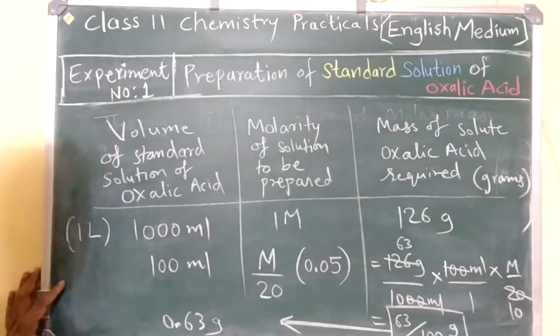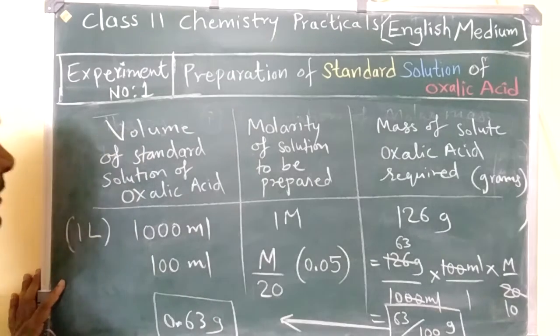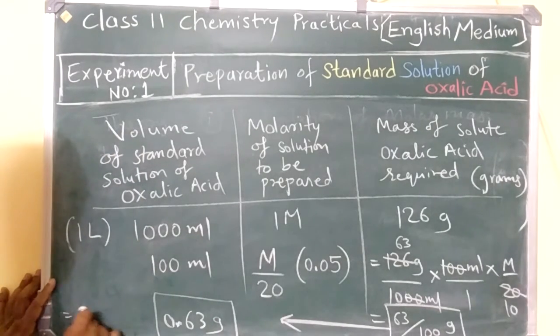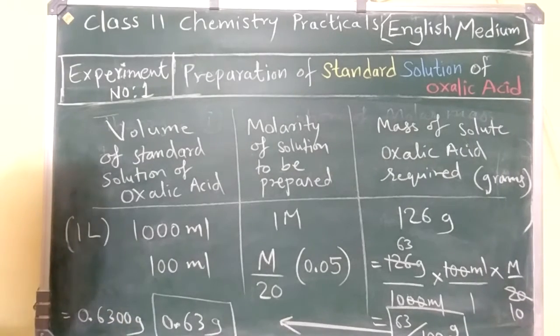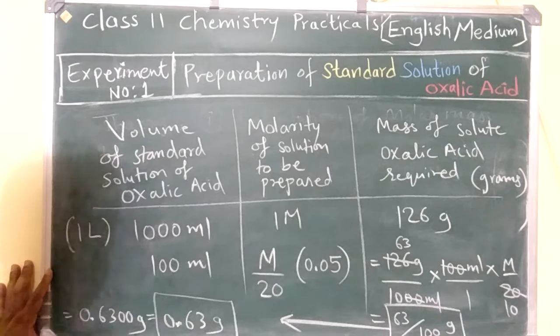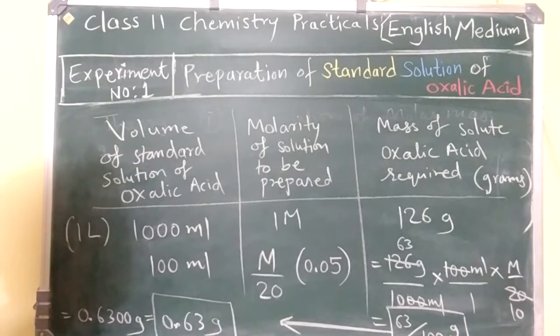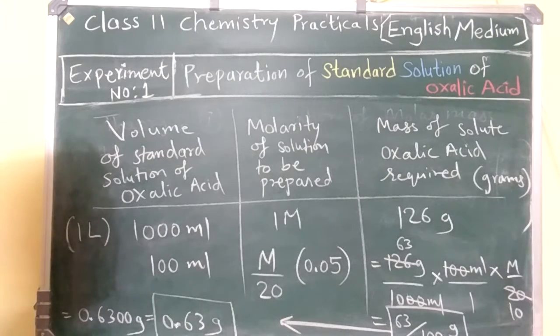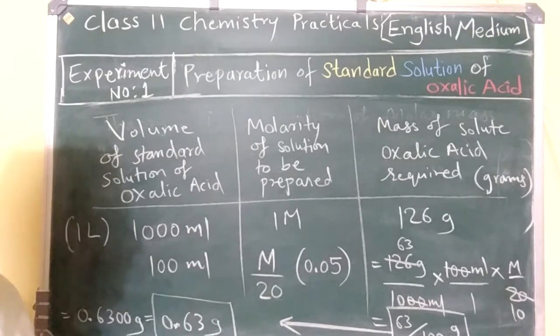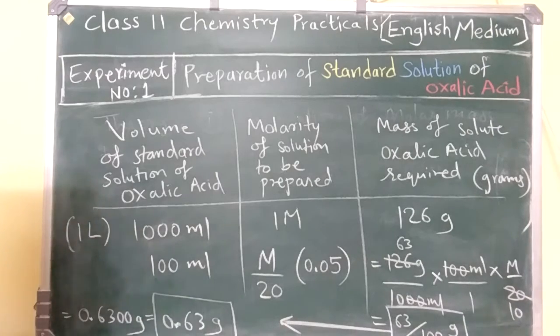Okay, in the digital weighing machine, students, after the decimal point we are taking 4 digits. So this can also be written in this way: 0.6300 gram. Okay. So now I am going to show you how to perform this practical in the laboratory. So students, you note down the calculation.